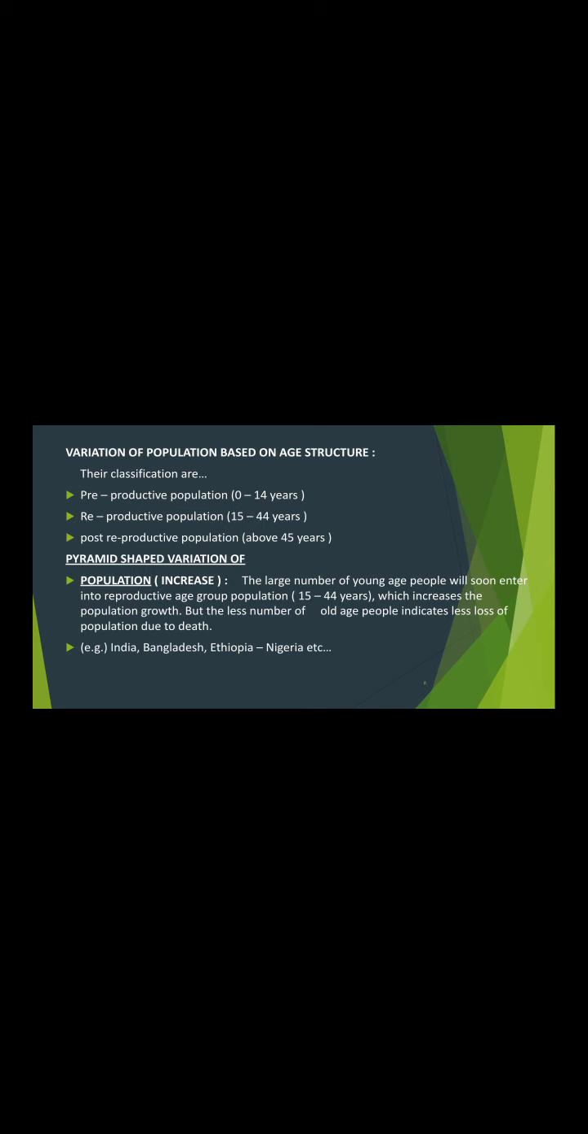First, we are going to see the pyramid-shaped variation. This kind of population variation we can see in India, Bangladesh, Ethiopia, and Nigeria. Here, the population will increase year on year. The reason is that the large number of young people will soon enter the reproductive age and give birth, and there will be an increase of population growth. But the small number of old people indicates less loss of population due to death. This forms a pyramid shape, so this is called pyramid shaped variation of population.